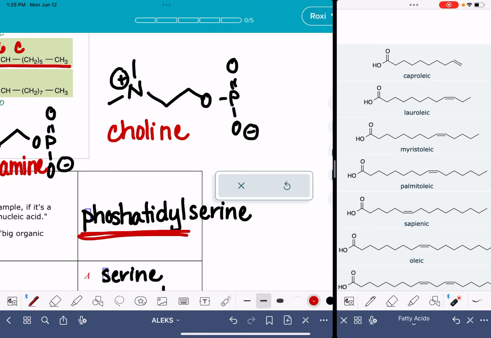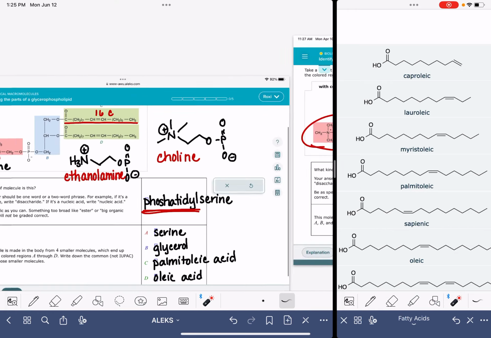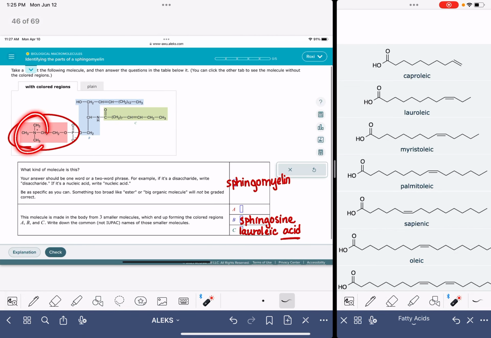We can identify it. Oh, now that I look at it, I see I'm missing a bond there. Right there. So we can identify that choline molecule because it has a nitrogen with 3 methyl groups attached to it. And that's what we have here, nitrogen with 3 methyl groups attached. So that is choline.